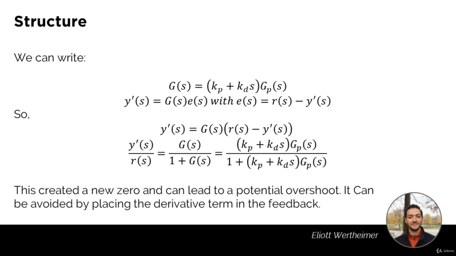So if you look at this, you can see that first of all, there is an s in the numerator. So this created a new 0 in the numerator, and as we've seen, this will most likely lead to an overshoot in the response of the system. It can actually be avoided by placing the derivative term in the feedback of the system, so the signal going from the output back to the reference to build the error, and we'll look at this in the next lecture.